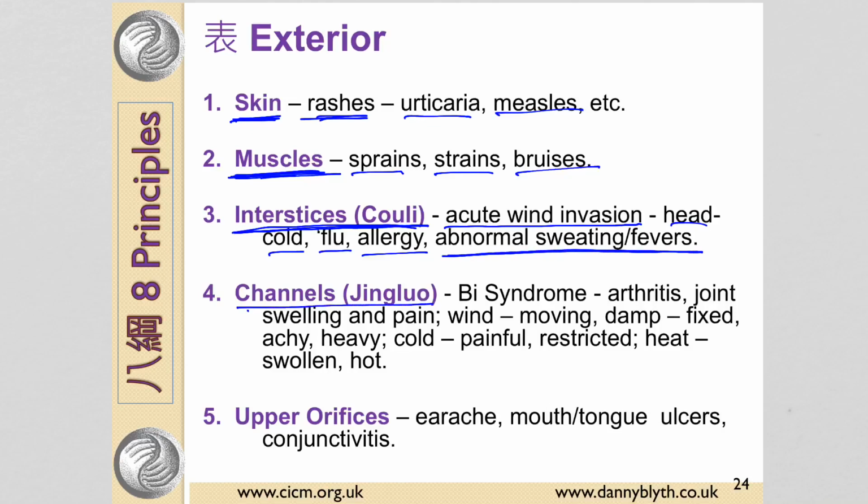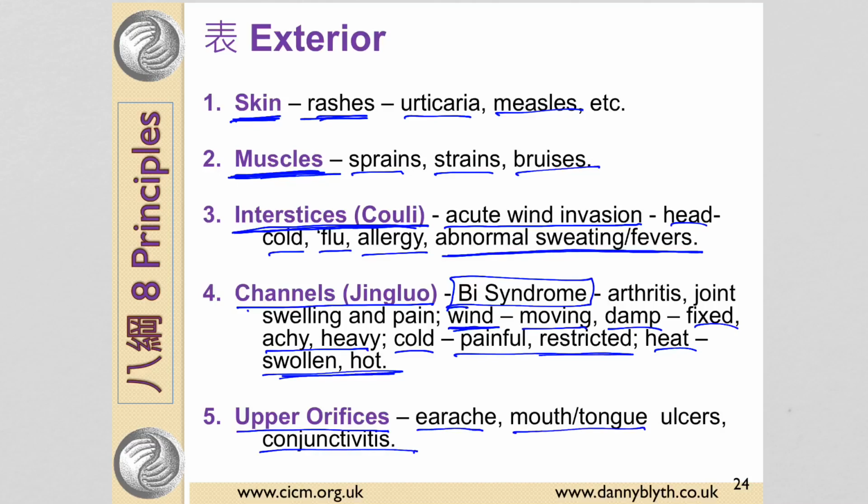The channels, so Bi syndrome. This is when pathogenic factors get lodged in the joints. So depending on which pathogenic factor it is, we can get moving pains with wind, fixed achy heavy pains with damp, painful restriction with cold, swelling and heat with heat. And it can also affect the upper orifices, so things like earaches, mouth and tongue ulcers, conjunctivitis can be seen as exterior problems.